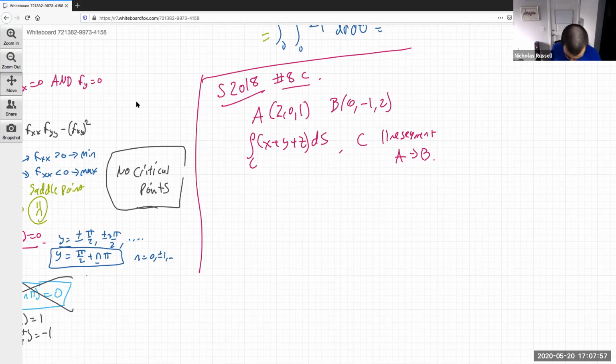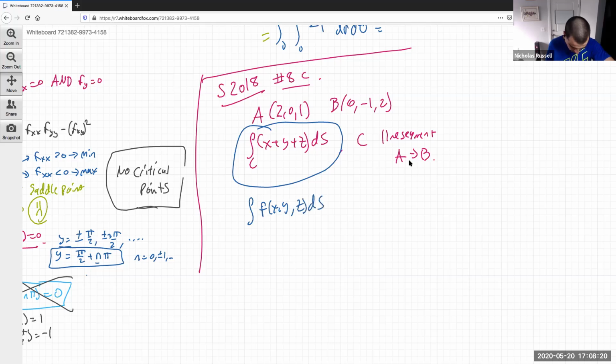All right, so I am aiming to do this. Now, the first thing we need to realize is what is this integral saying? What do we have to do to evaluate it? So ds here is related to arc length. I am on my curve, my line segment from A to B. So this is some flavor of f(x, y, z) ds.